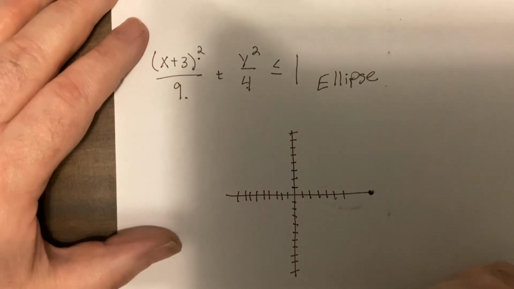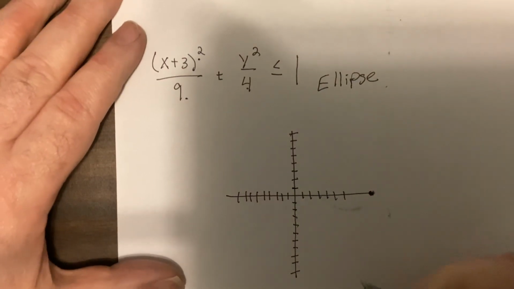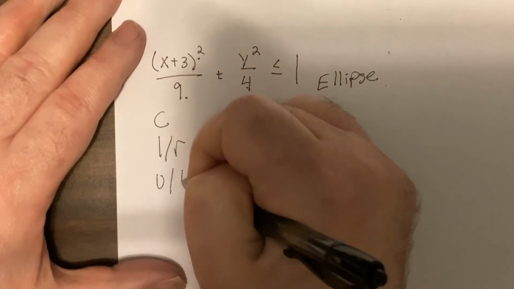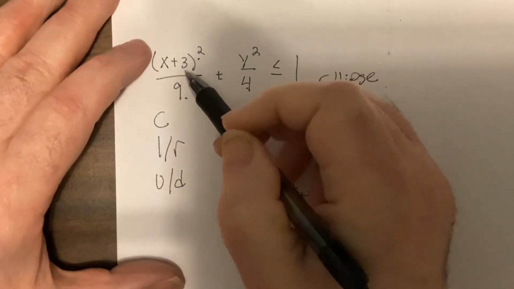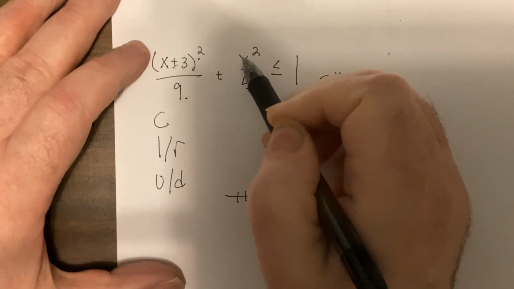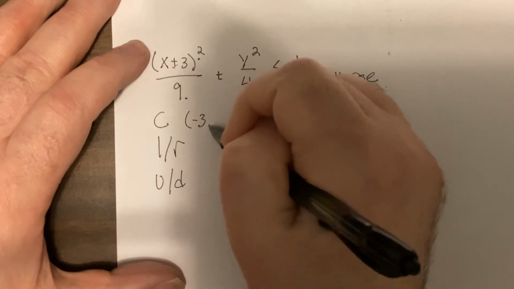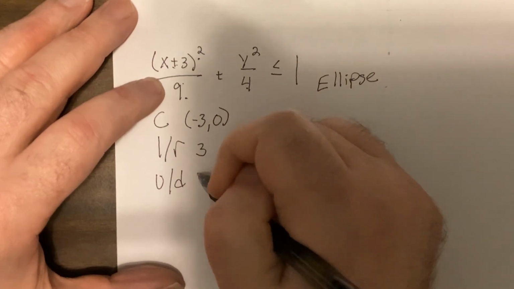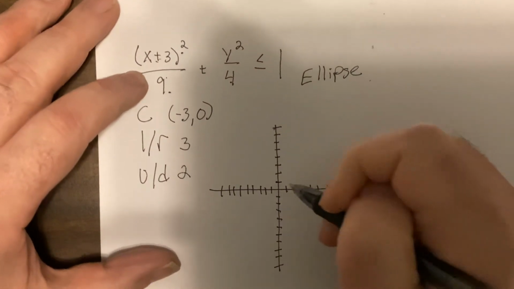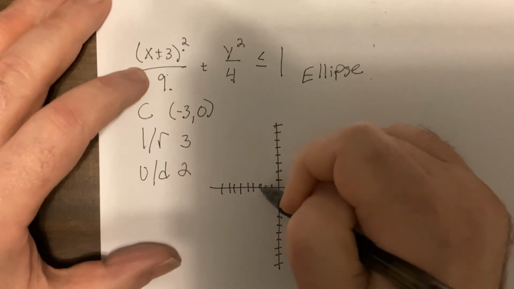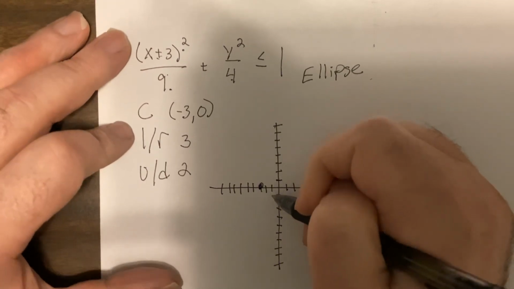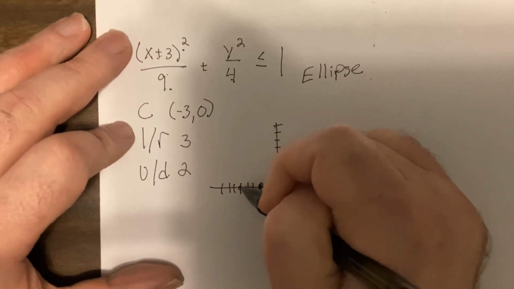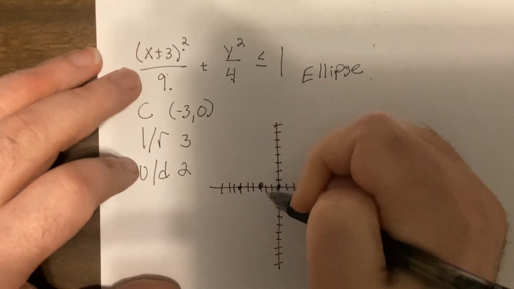Now, what do you find when you're looking for an ellipse? The center. I hope you have that down. So the center would be -3, 0. We'd go left, right, 3, up, down, 2. So -3, 0 here. Left, right, 3, 1, 2, 3. Up, down, 2.